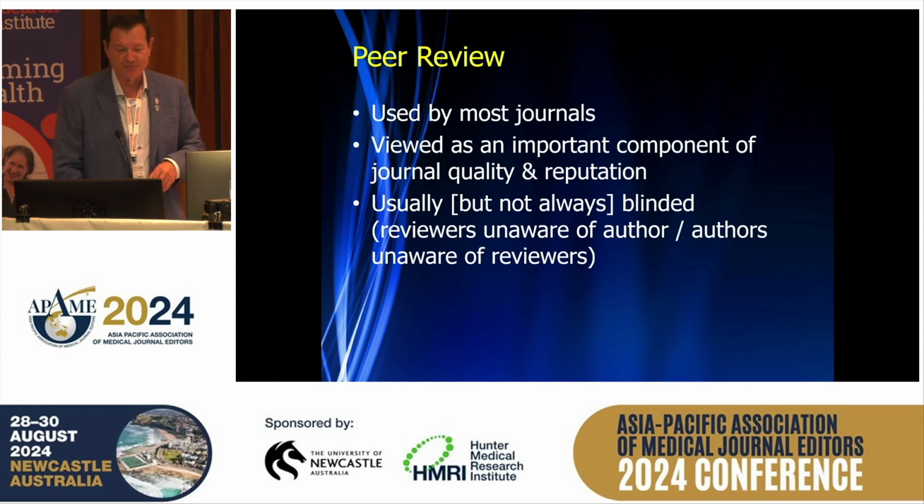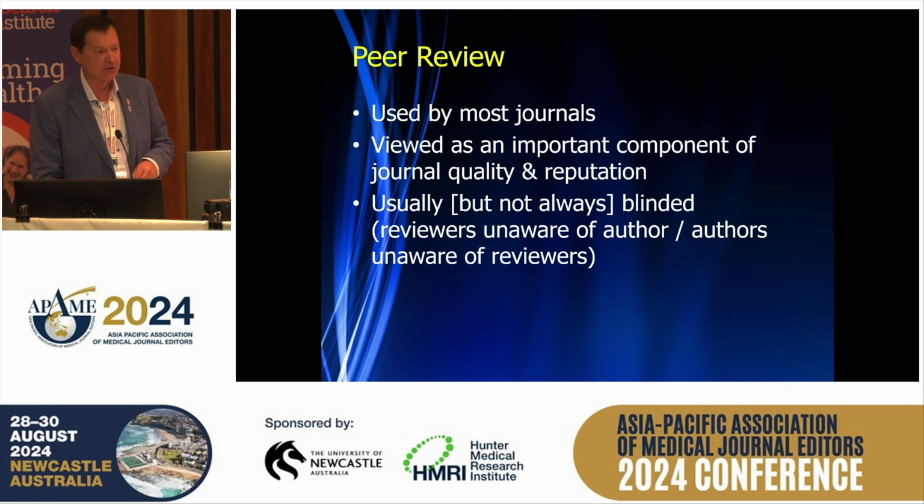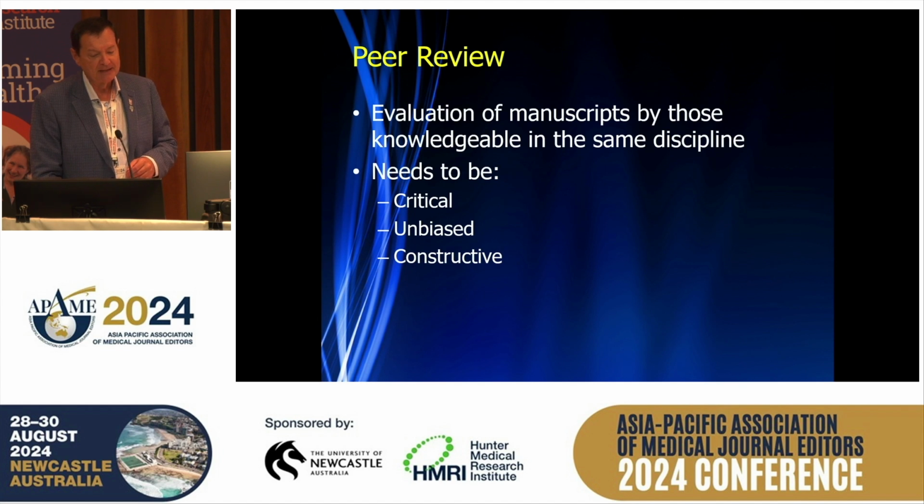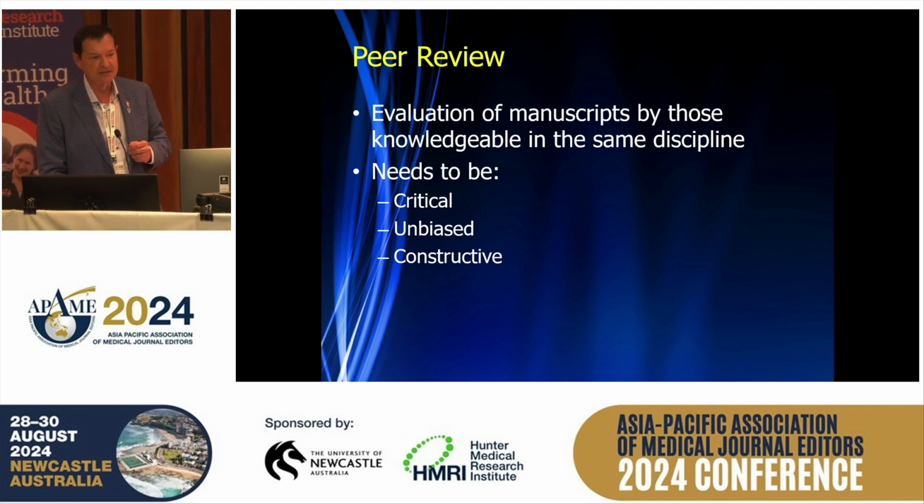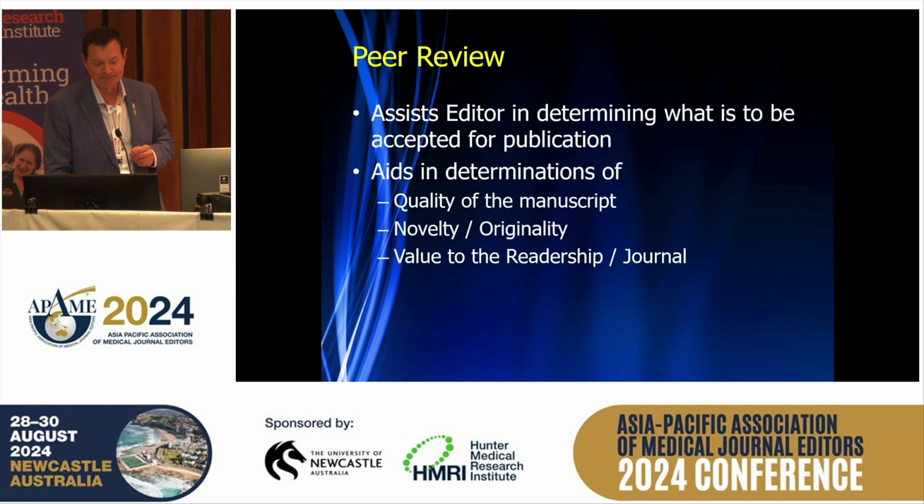It's very important in improving the journal quality and the reputation of the journal if it's done properly. And it's usually blinded, as Dr. Pei pointed out. Peer review has to be done by somebody that's knowledgeable about the subject included in the paper, because otherwise it's very difficult to do an accurate and effective review. So a review has to be critical, reasonably unbiased and constructive. The reason I say reasonably unbiased is that very often when we're reviewing each other's work, we have our own points of view about a certain subject, but it's important not to let that impinge too much on what you say about the paper.